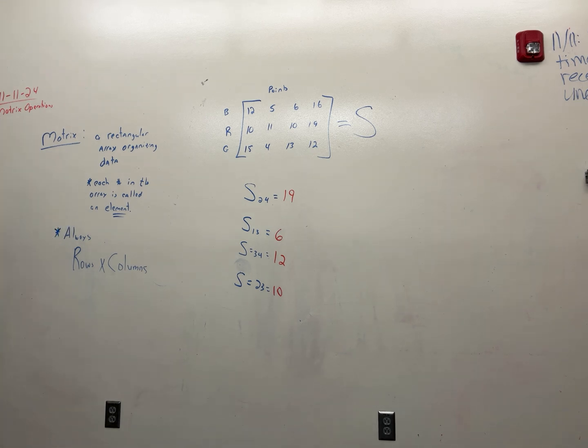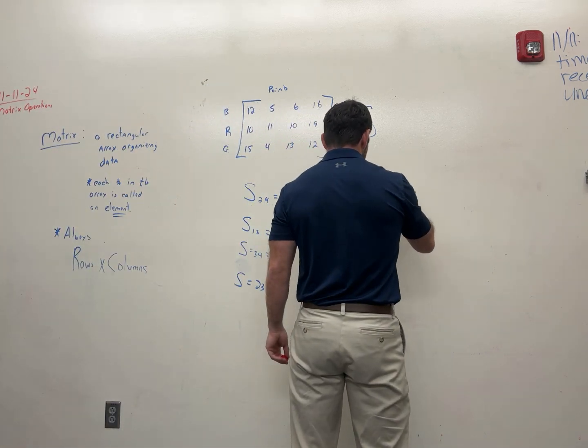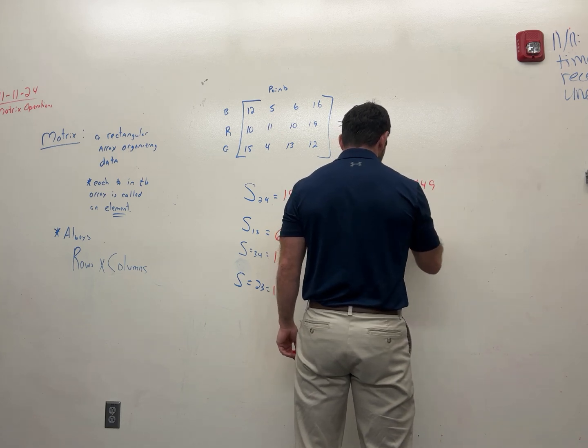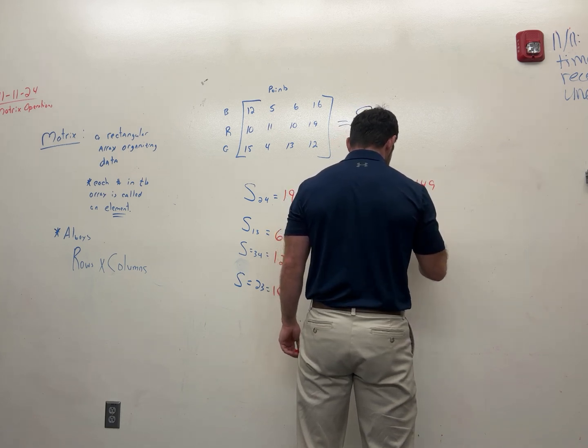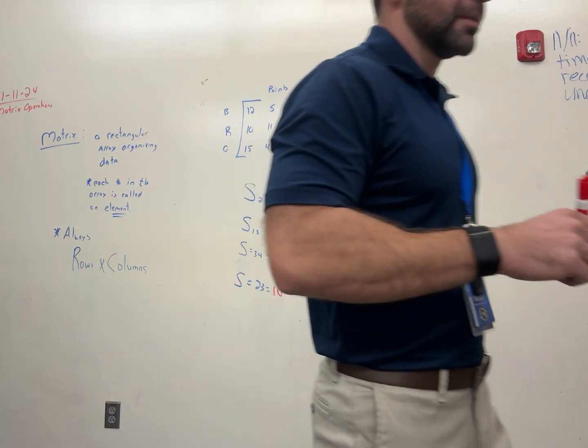Your homework is in the book. You've got 15 minutes. You are doing pages 148, 149, numbers 1 through 27, the odds. Questions? Good luck.